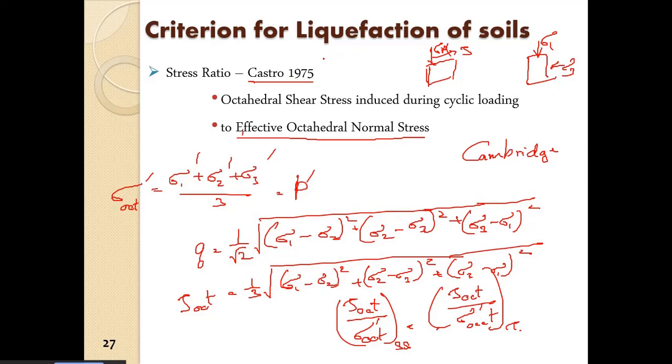So ultimately he defined a stress ratio alpha, and alpha is equal to 2/3 of 1 plus twice k naught, divided by root 3.